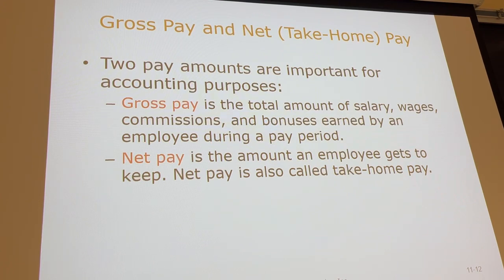Gross pay is the stated amount of salary or wages and commission and bonuses that employees earn during a particular pay period. Net pay is the amount that employees actually get in their paychecks after deductions are taken out. And another term that is used for net pay is take-home pay.